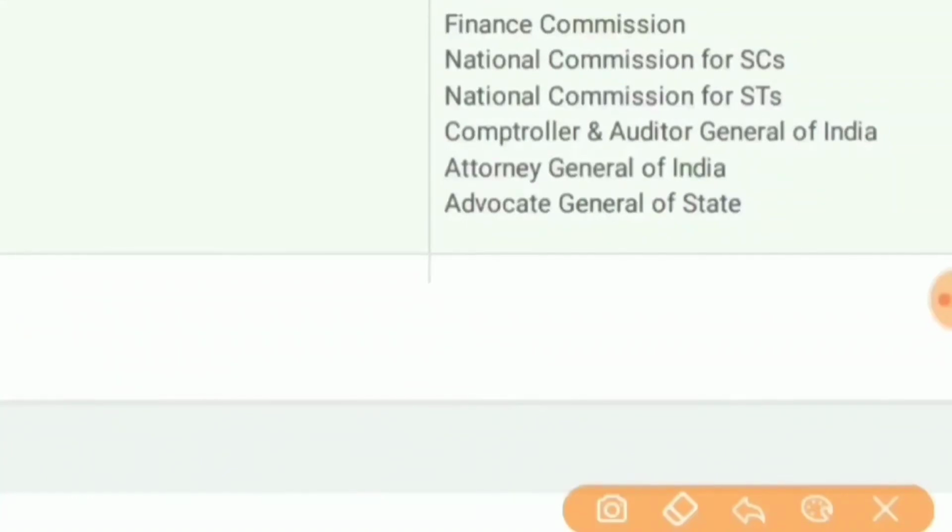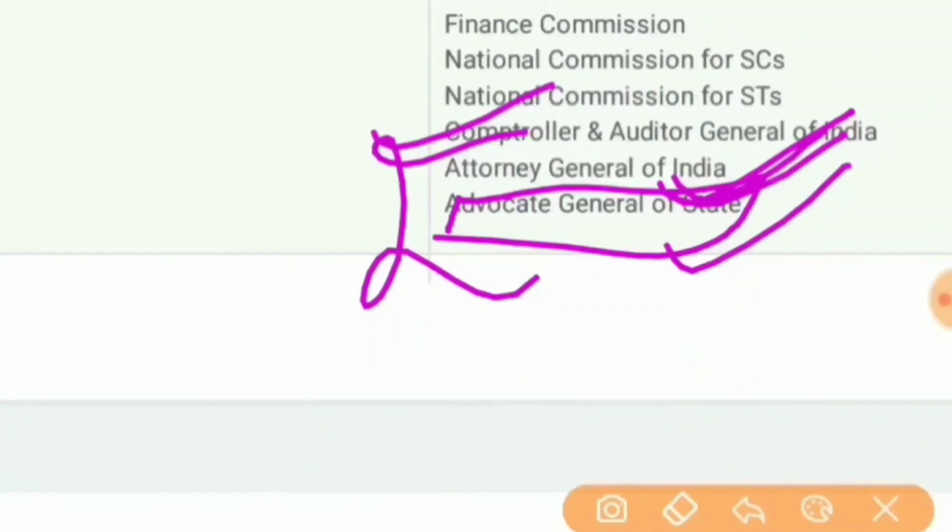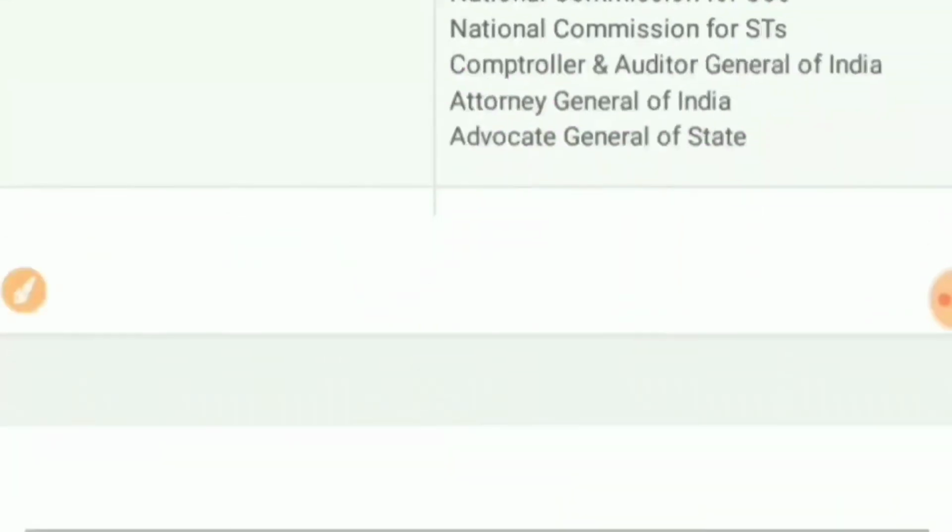Then we have the Comptroller and Auditor General of India, the Attorney General of India and the Advocate General. The Attorney General of India is the supreme lawyer of India at the central level, and the Advocate General of a state is the top lawyer of the state.